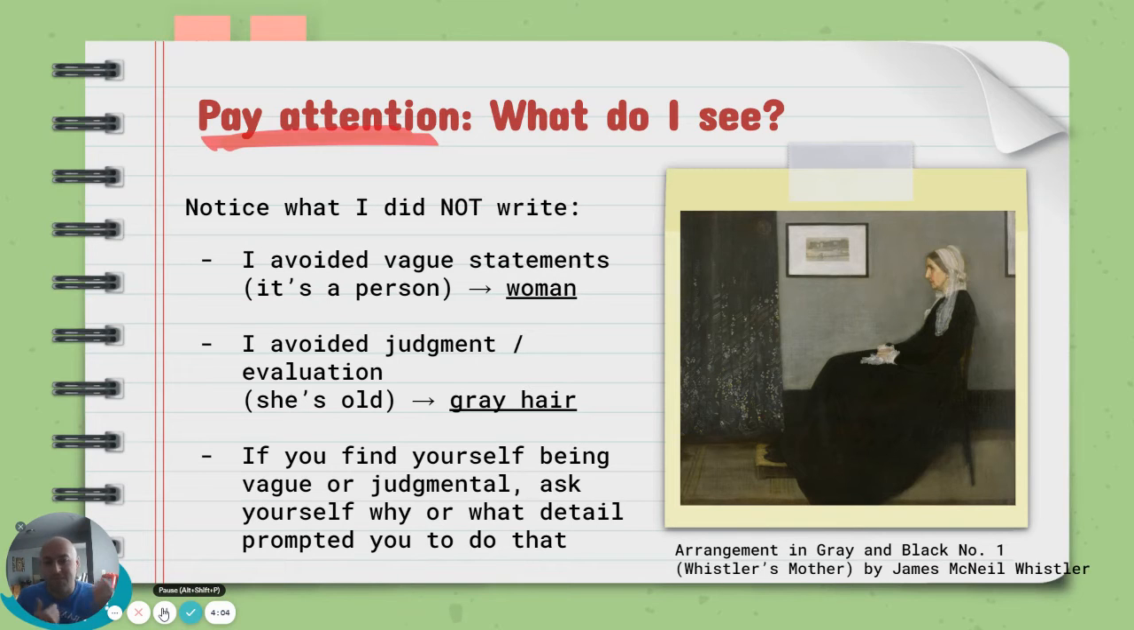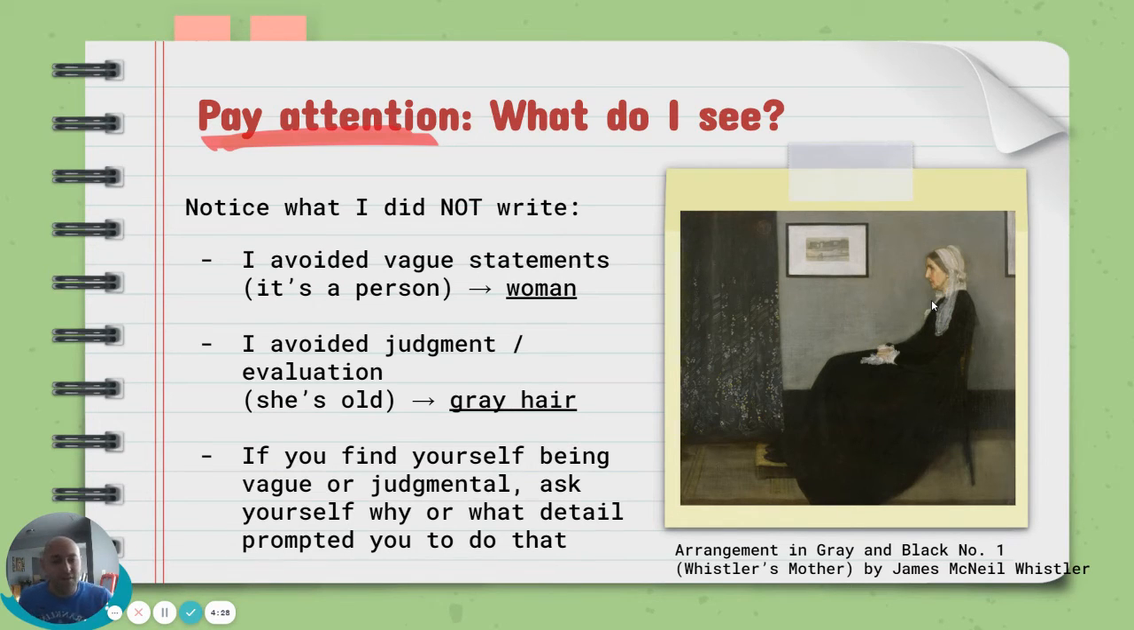If you find yourself being vague or judgmental, ask yourself, okay, why am I being judgmental, right? Like if I say she's old, what makes me think she's old? Well, she has gray hair. You can kind of see some wrinkles there. Those are two details you can write down, but don't write the opinion statement or the judgment statement of she's old. Write the details that led you there.